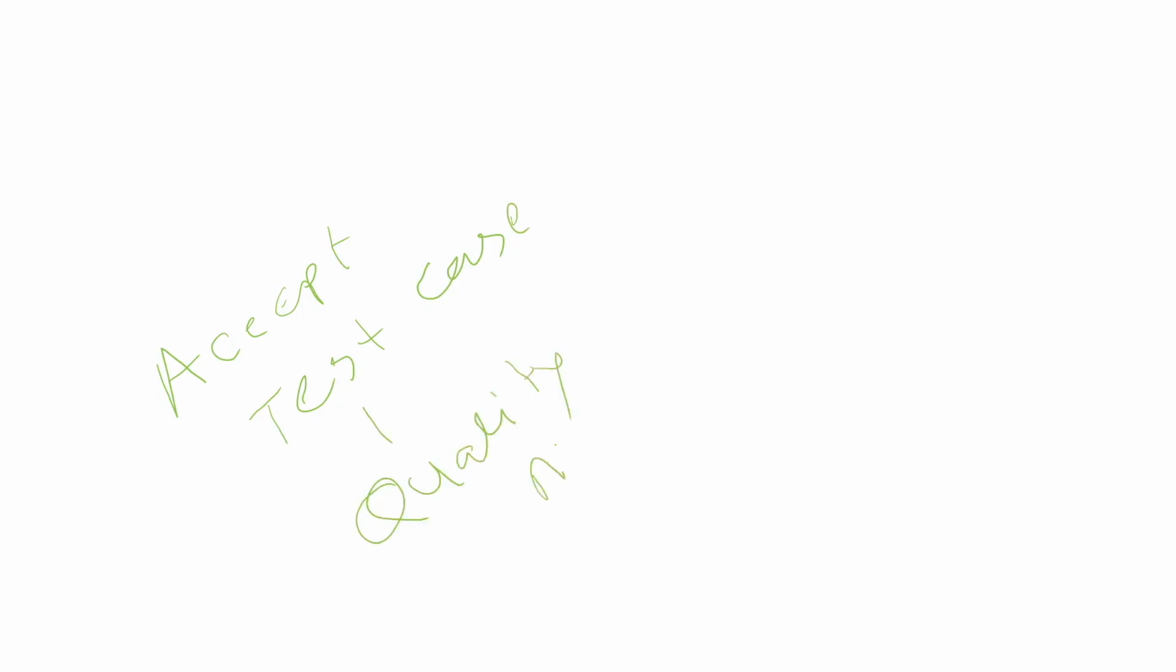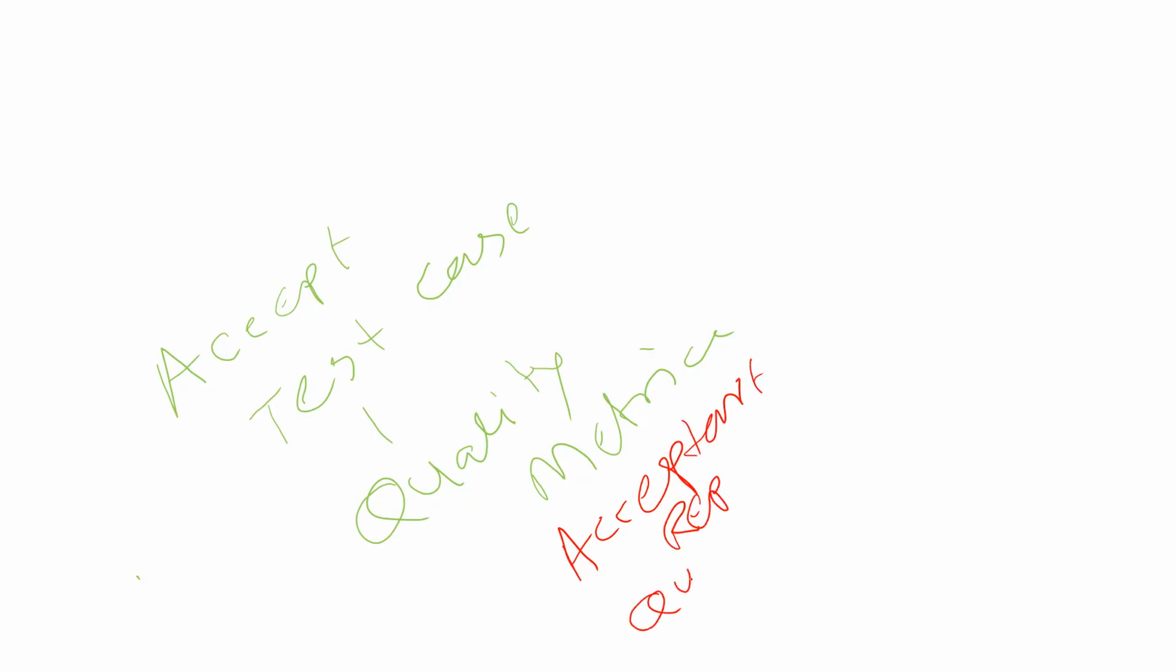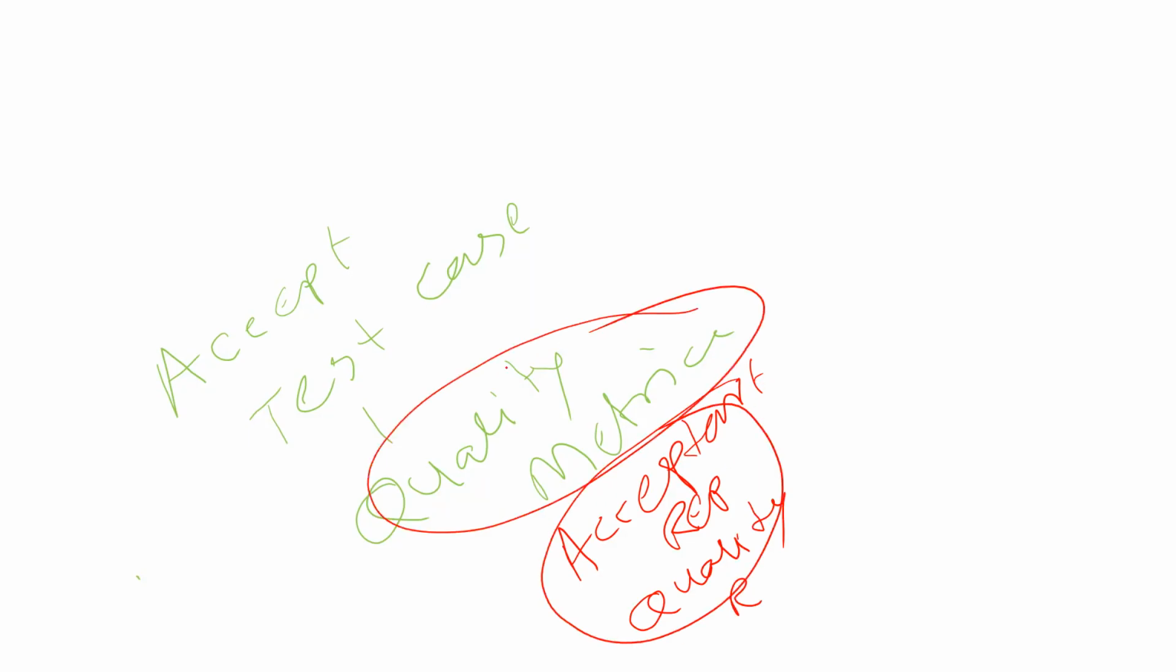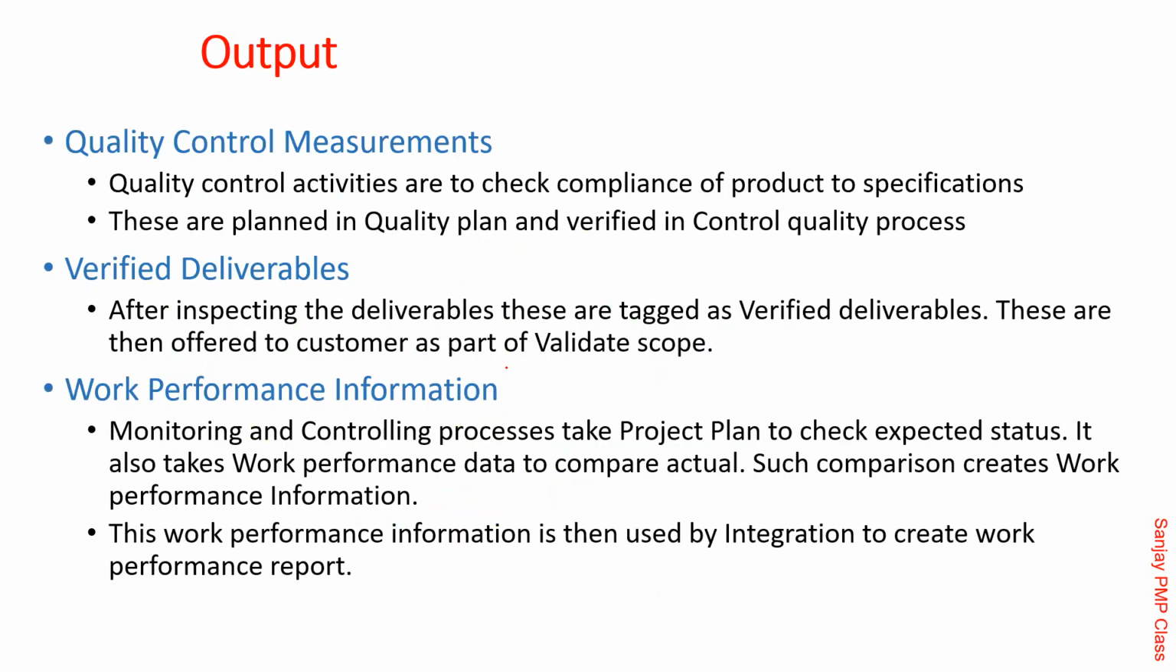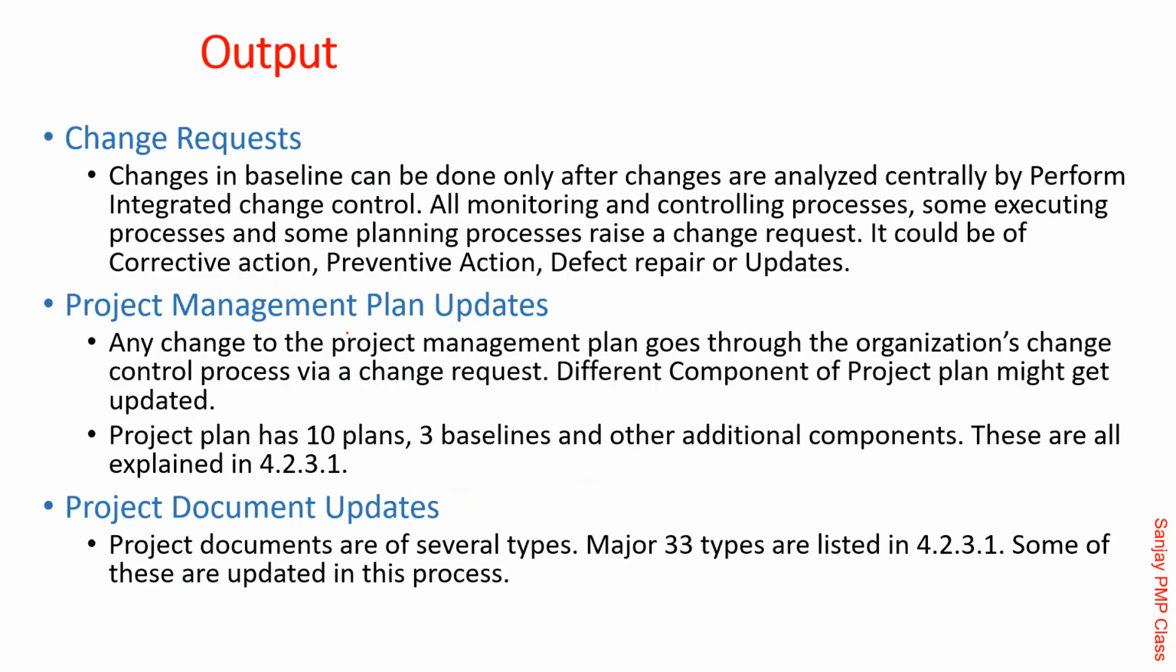Quality metrics and acceptance reports. The report is called a quality report. Quality metrics is an input for doing the quality control, and the output is the actual measurements. So quality control measurements is an output here. Then verified deliverables, once you are happy with that, and obviously monitor and control things. Sometimes change requests, which means a defect. If you have not found something in order, a defect could be raised through a CR.